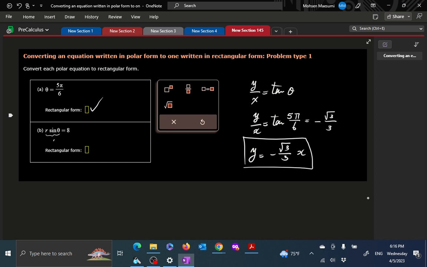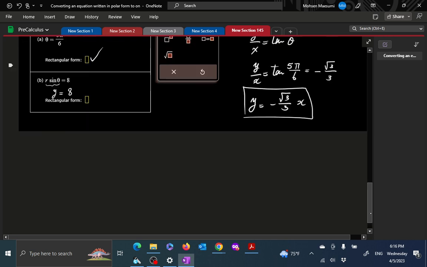And this is easy. R sine theta, we learned that is just y. y is equal to 8 is the solution of that equation.